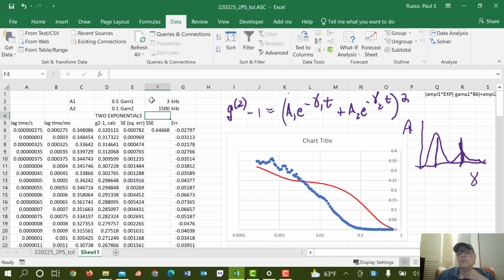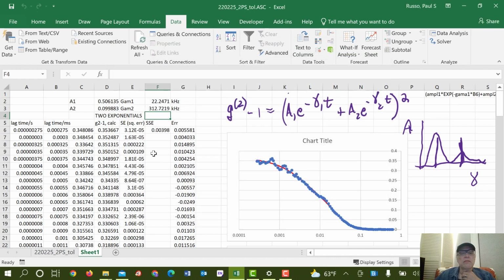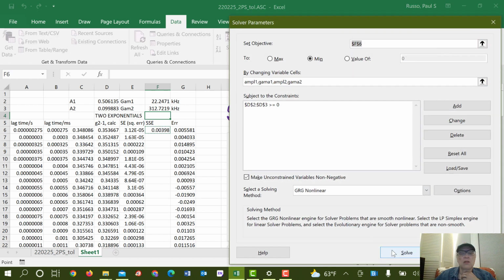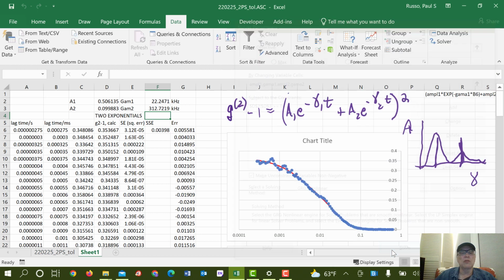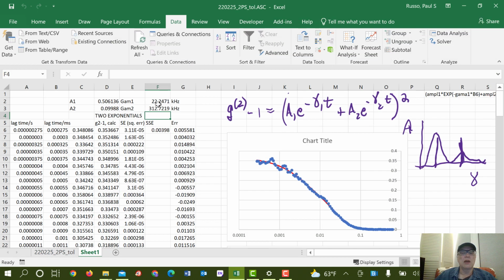Okay, and let it go. That's kind of where we were. It came back. We'll let it do one more pass at it. See, it's 22.2471. And it hasn't changed very much. Maybe these changed a smidge. Okay, so that's basically what I wanted to show about how to set that up.